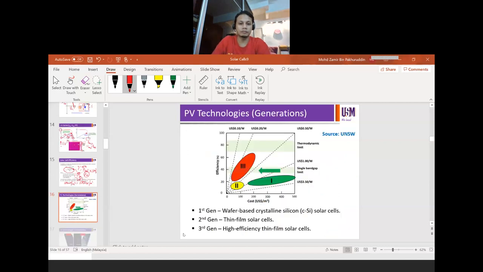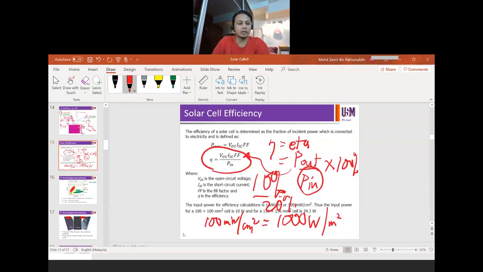Okay. All right. Any questions so far on the calculation of conversion efficiency and the IV curve? Understood? Is everything okay? All good? No questions? No highlight means okay. So far okay? Alright, that's good.